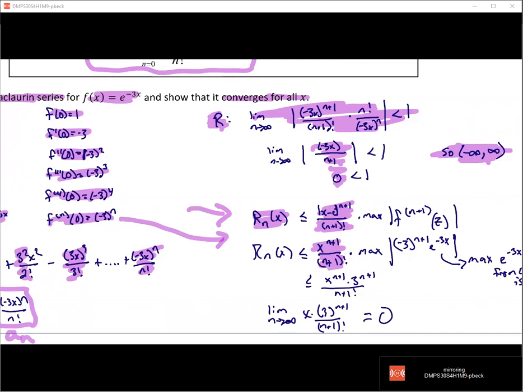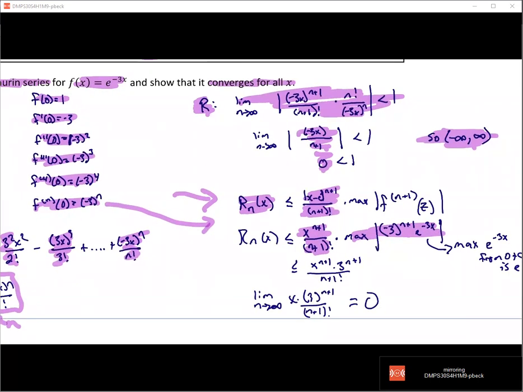Now times the max value. This max value, honestly, we don't really need for this case, because we want to show the limit as n approaches infinity equals 0. So really, this is what we want to know equals 0. Basically, the max value of that expression does equal 1, so multiplying it by 1 doesn't affect it.